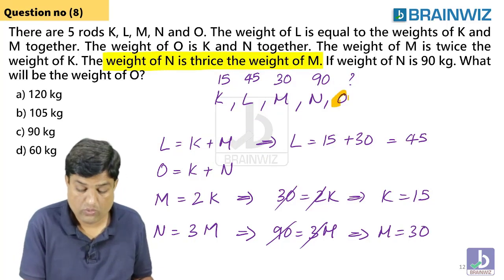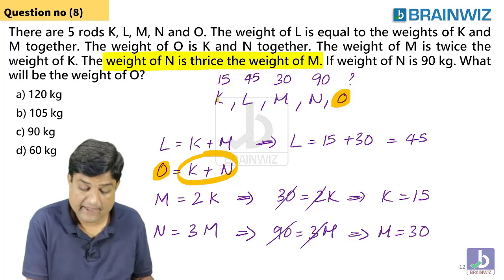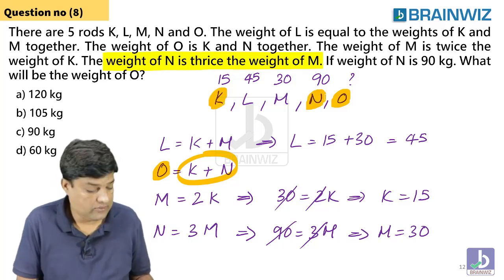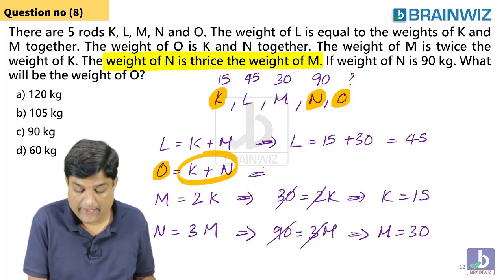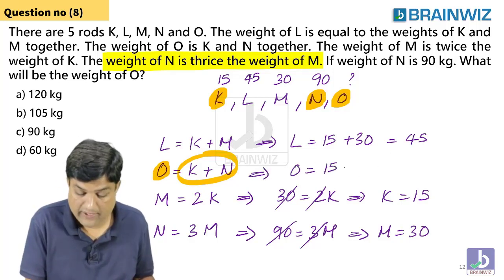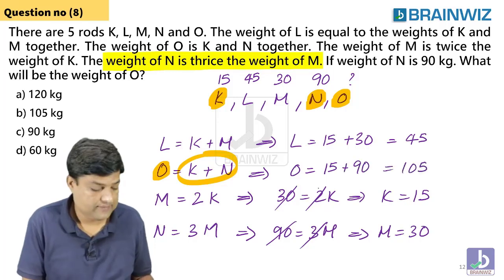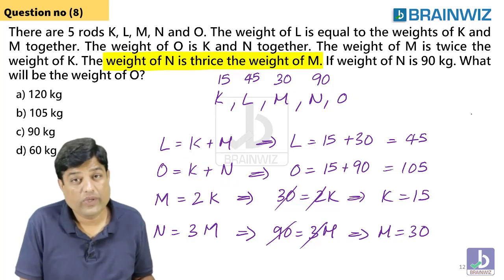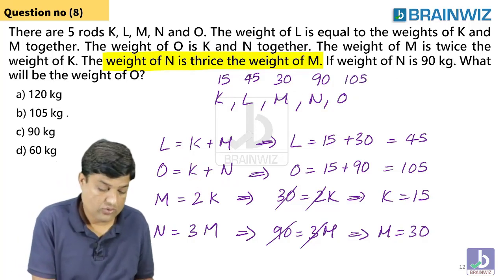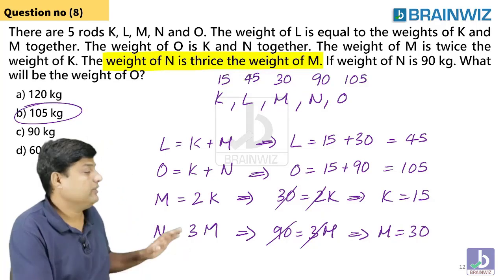Now how to get the value of O? O is quite natural, guys. The last equation, O is the sum of K plus N. K value already we have in our hand and N value also is there on the screen right now. So O value is K plus N, this is 15 plus 90, which seems to be 105. So with the help of this, we can find out the value of O, that is 105. So answer is Bangalore.